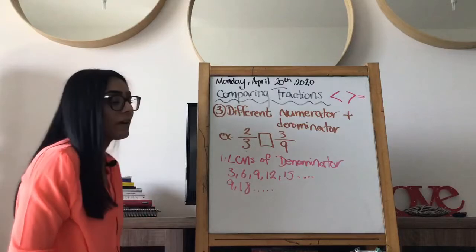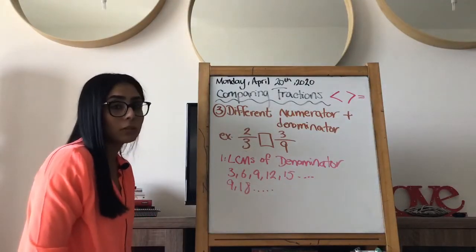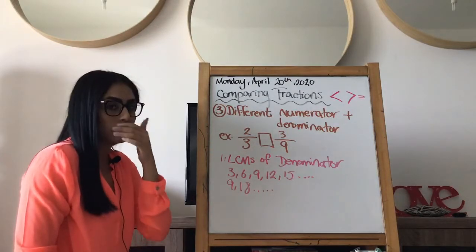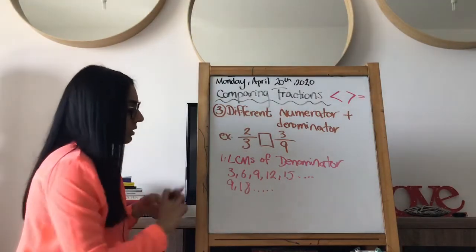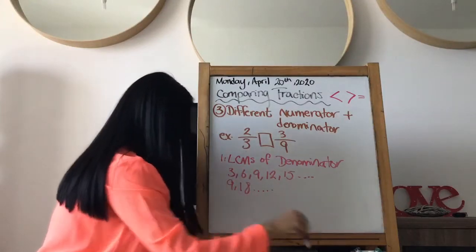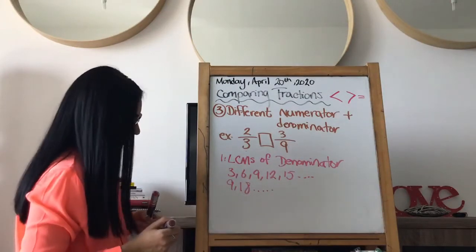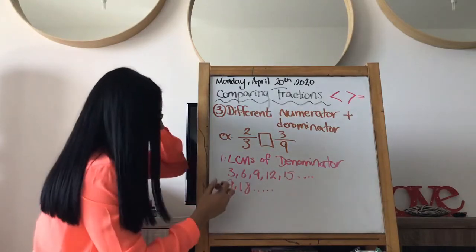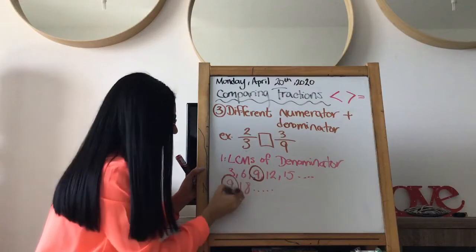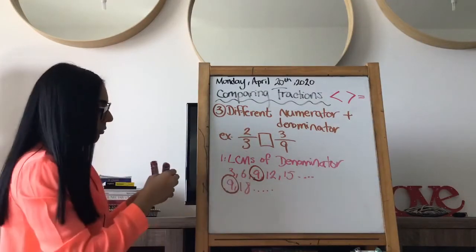Because with LCM, you're trying to find the lowest common multiple. Which number is matching in both of the multiplication facts? What do you see? Which one is it? 3, 6, 9, 12. Not right away. You should see that ding, ding, ding. Yeah, 9s are matching, right? They happen to be in both.